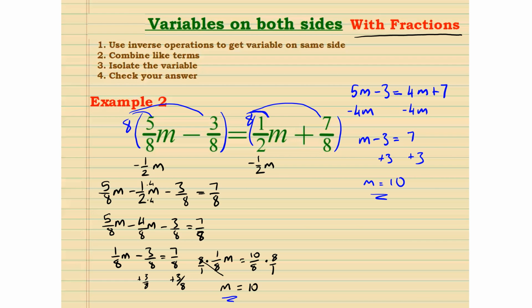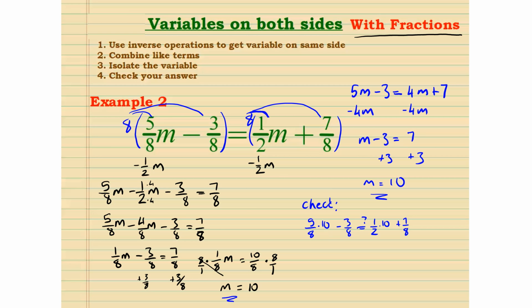We can also confirm whether our answer is correct or not by using our check step. Here's our check step. 5/8 times 10 minus 3/8. Is it equal to 1/2 times 10 plus 7/8?